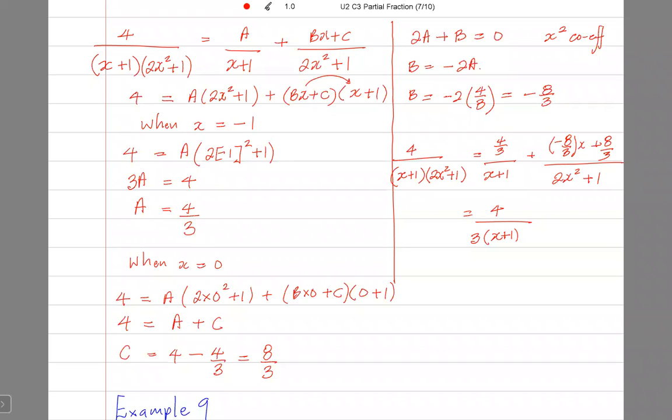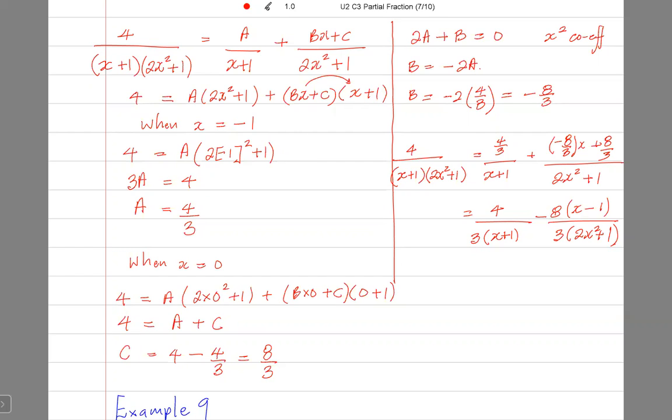So this is the same as saying 4 over 3 into x plus 1. If I factor out minus 8 over 3, I'm going to get minus 8 into x minus 1 over 3 into 2x squared plus 1. All right, so that would be my final answer.